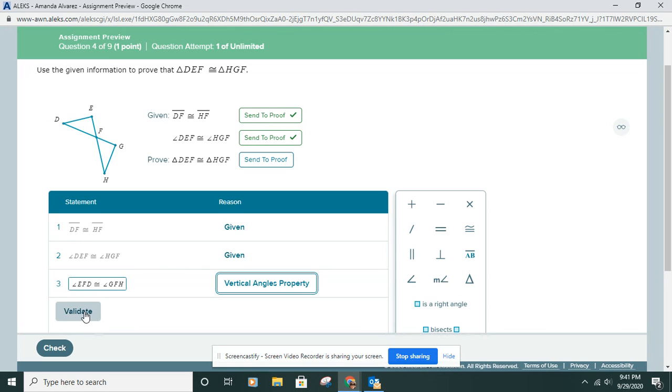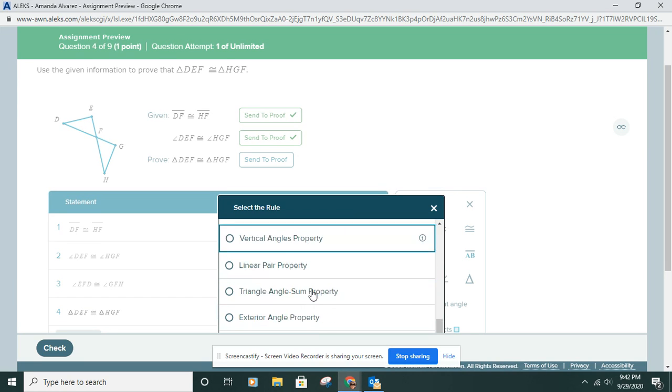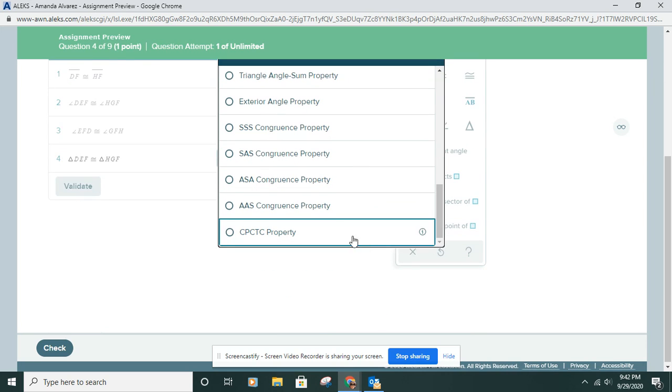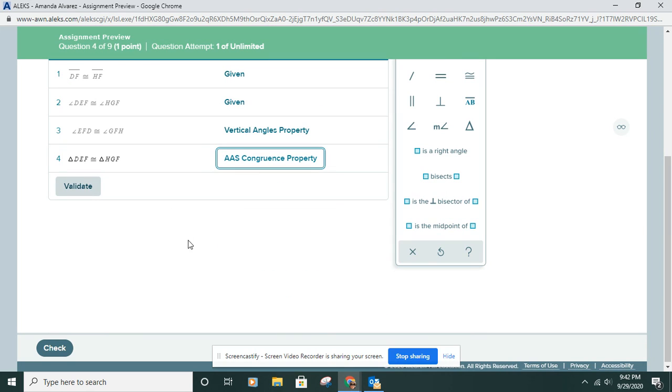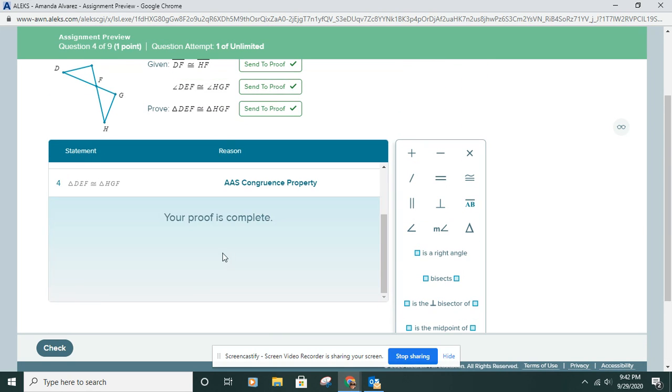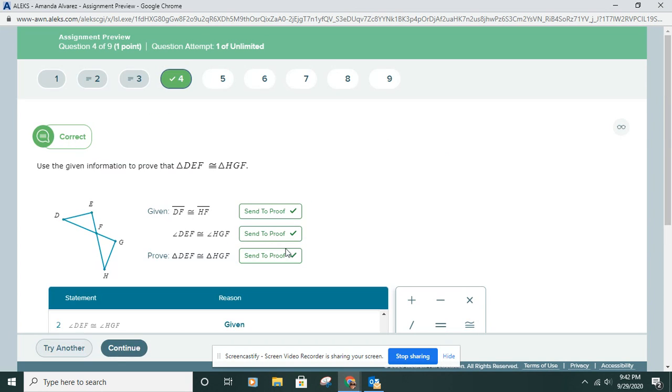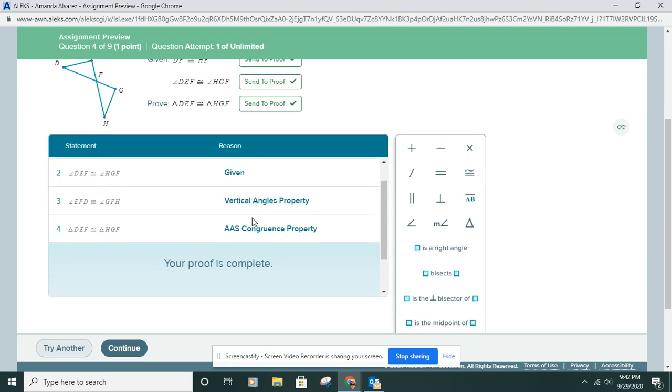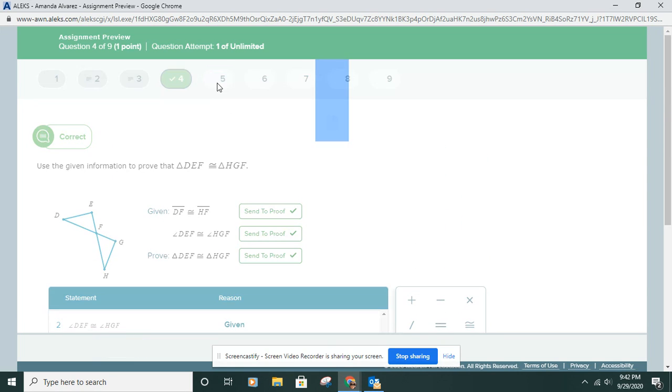I have to validate before I move on. So it looks good. So then I can send to proof. So I have a side at DF, side and then vertical angle, and then that angle. So it's angle, angle, side. I'll show you guys, I'll validate it and see if I'm right. So proof is complete. Let's check it, and it'll tell me if I'm right. It is correct. If you're missing one part, it lets you fix it.